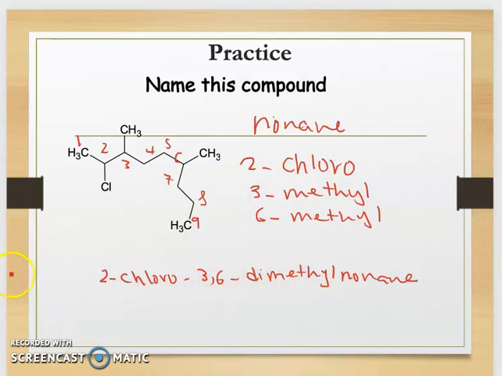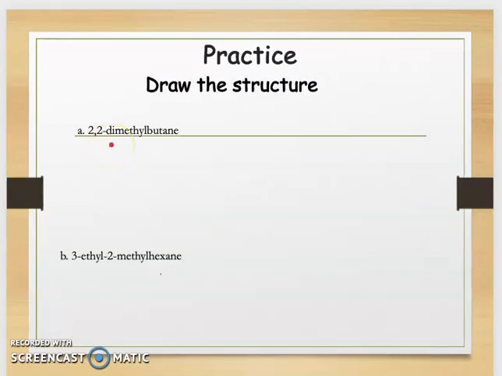Okay, so next we are going to draw the structure. Okay, so we have two names. We will draw the structure for these two names. For part A, the name is 2,2-dimethylbutane. So what you're going to do is, when you're drawing the structure, always start with the parent chain.